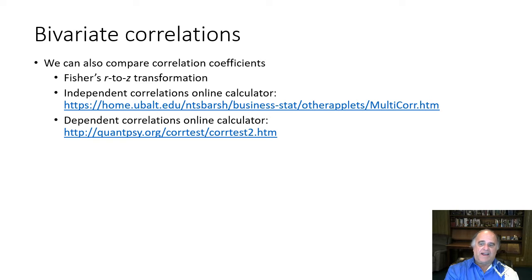If you go online, there are online calculators. For example, for independent correlations, there's an online calculator you can find. For dependent correlations, dependent would mean, for example, repeated measures, there's an online calculator as well. So there are ways to determine whether two correlation coefficients are the same or different. Probably the most common method is the use of the Fisher's r to z transformation.